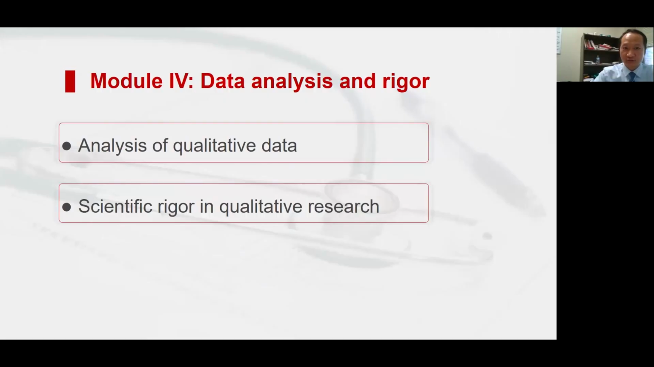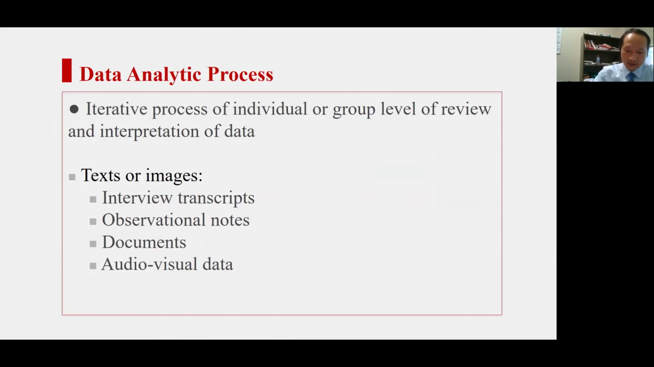So welcome to module 4. In this module, we'll cover what is qualitative data analysis and how to ensure rigor in qualitative research. So unlike the analysis of quantitative data, qualitative data analysis cannot be achieved by running a command or clicking on the drop-down menu of a statistics software like SPSS or Stata to get an output.